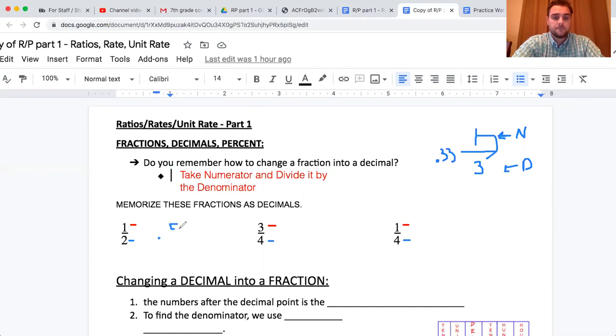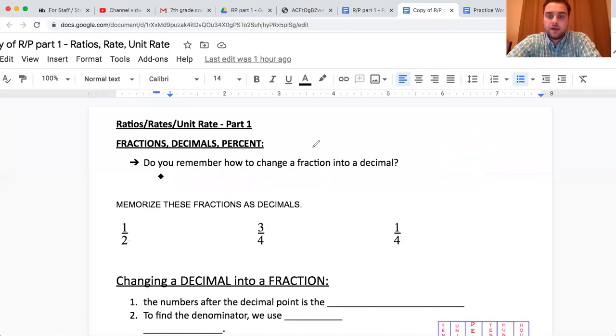How about 3 divided by 4? 0.75. And then our last one, 1 divided by 4, or 0.25. Okay, so you took the numerator and you divided it by the denominator to get our answer, or our decimal. So we just turned our fractions into a decimal in each one of these. Okay, I'm going to go ahead and clear my screen so we can go ahead and move down.